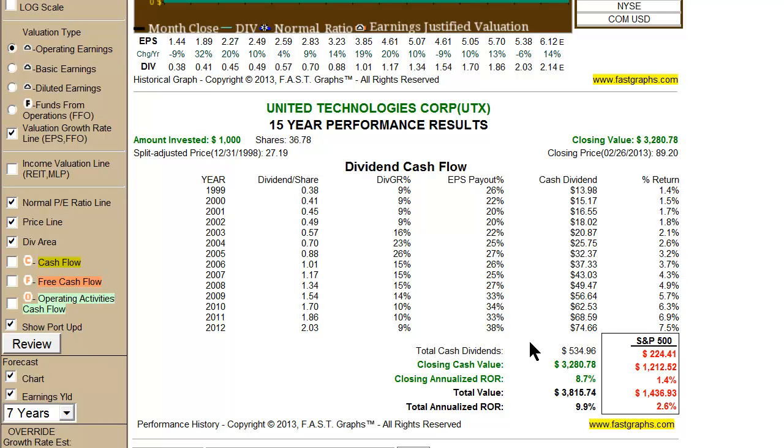So FastGraphs automatically calculates the performance on each company based on the time frame that is being drawn. Therefore, in addition to being able to ascertain the right times to buy, sell, or hold, the FastGraphs subscriber can also measure performance for whatever time frame that they're measuring when they draw a FastGraph.